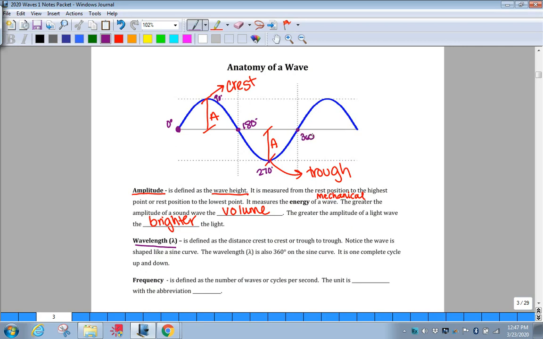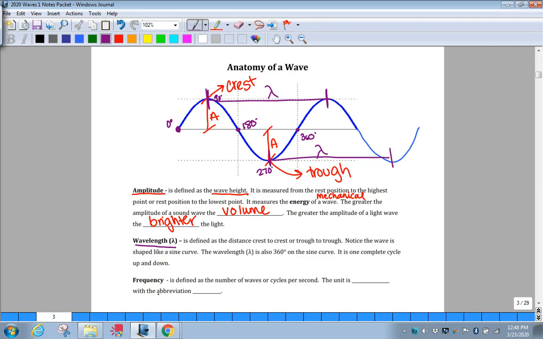So you can measure one wavelength by moving 360 degrees on a curve, or it's also defined as distance from crest to crest. Okay, so if I go over on the top, that's one wavelength. Or if this wave was continued, let's say another half wavelength here, I can measure wavelength from trough to trough. That is also one wavelength. Okay, so it's one complete cycle of a wave.